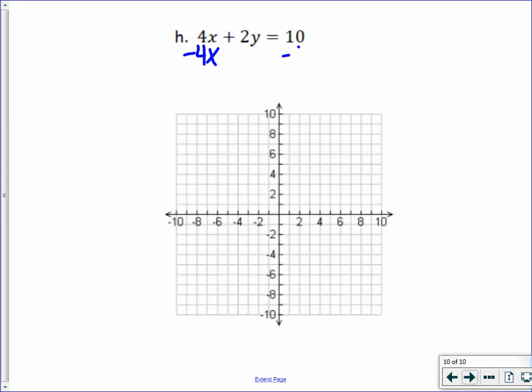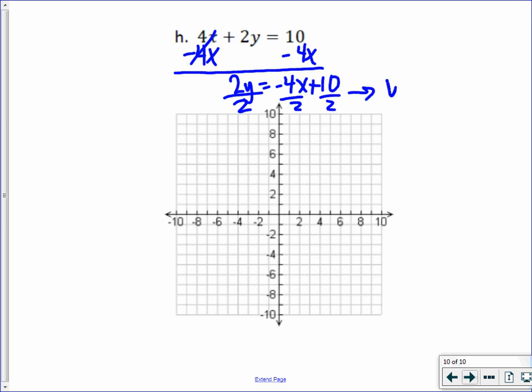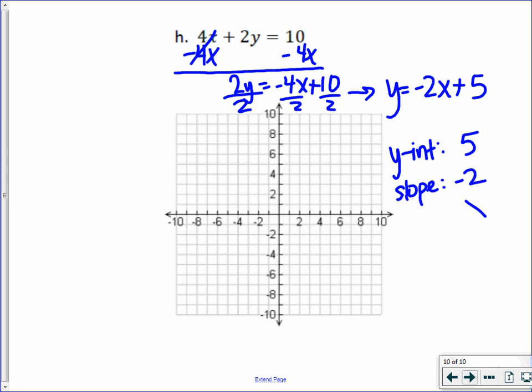All right, so we're going to subtract our 4x from both sides. Hopefully you've done this already. You weren't just waiting on me. Divide both sides by 2. So we get y equals negative 2x plus 5. So our y-intercept and our slope. Y-intercept is 5. Slope is negative 2.